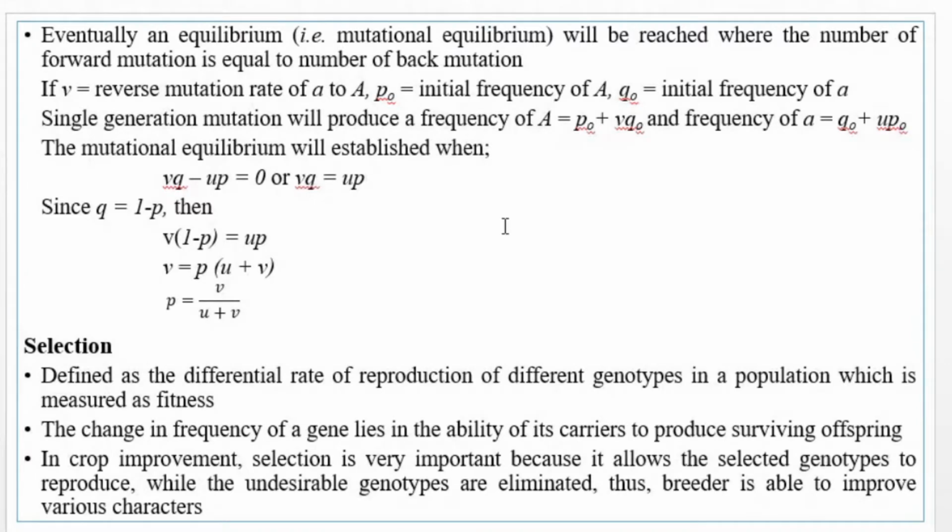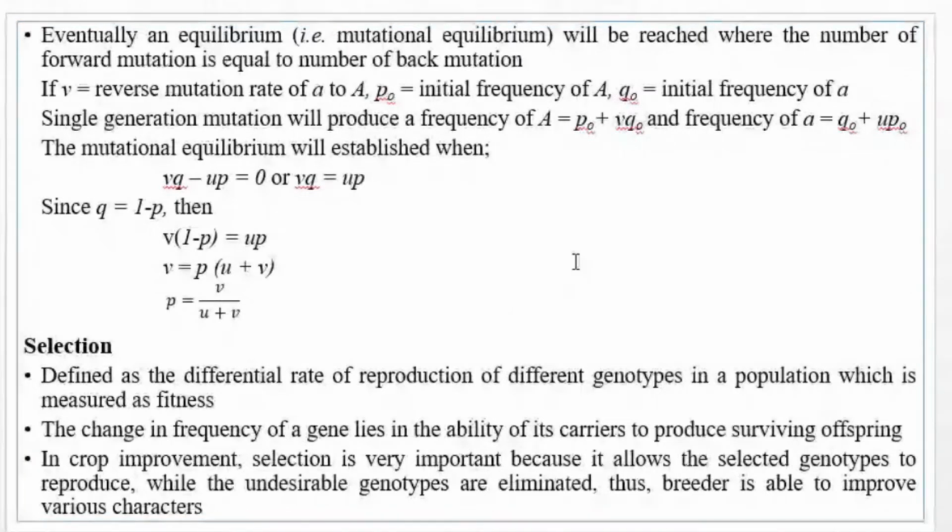So in crop improvement, selection is very important because it allows the selected genotype to reproduce, while the undesirable genotype is eliminated. The breeder is able to improve the various characters. And generally, plant breeding selection practices are artificial selection practices. We select the favorable allele and discard the unfavorable allele. So in the next generation, the frequency of the favorable allele will be increased, while the unfavorable alleles decrease. So that is being practiced here.